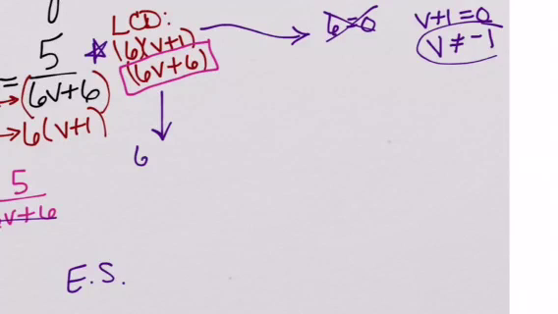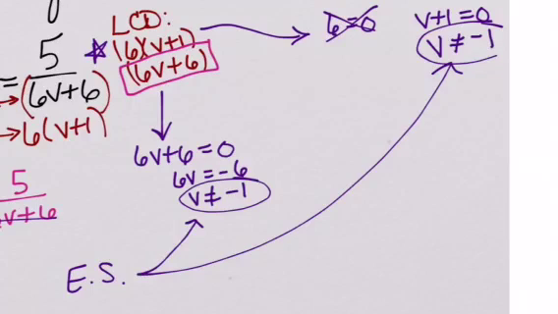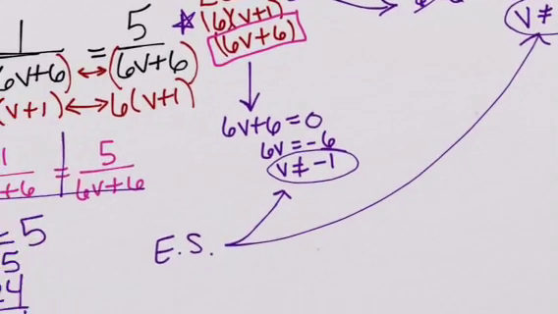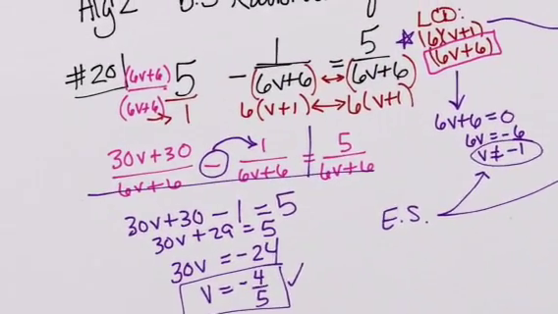Watch what happens though if I set the 6v plus 6 equal to 0. I should get the exact same answer. Move the 6 over. 6v equals negative 6. Divide both sides by 6. v equals negative 1. So my extraneous solution, no matter which way I do it, I say that v cannot be negative 1. It'll make the denominator 0, which is good because that's not the answer that I found. So my answer of negative 4/5 will work if you check it.